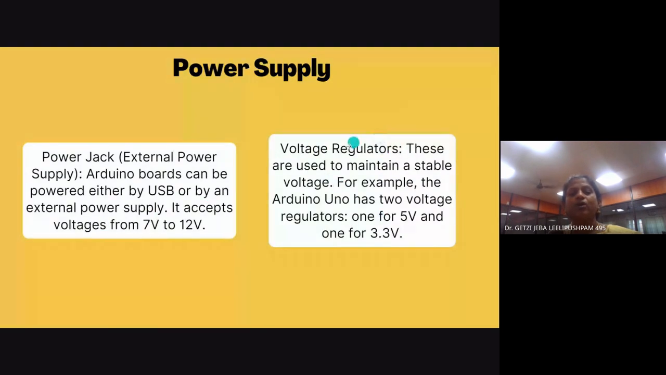There are also voltage regulators. Suppose more voltage comes in, the sensors may get damaged, the Arduino boards may get damaged. In that case, there are voltage regulators to maintain the voltage. The Arduino Uno especially has two voltage regulators, one for 5 volts and one for 3.3 volts.